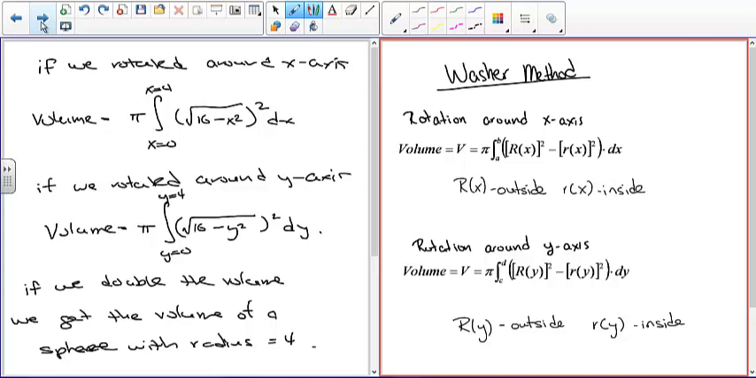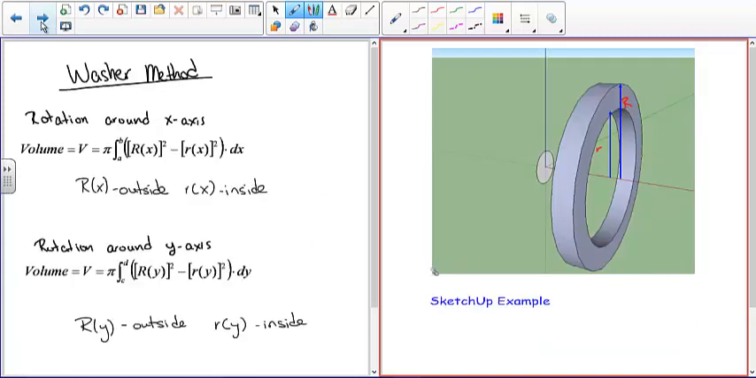And it's called the washer method because of what we see on the next slide. And I can't do the example because my program's not working.